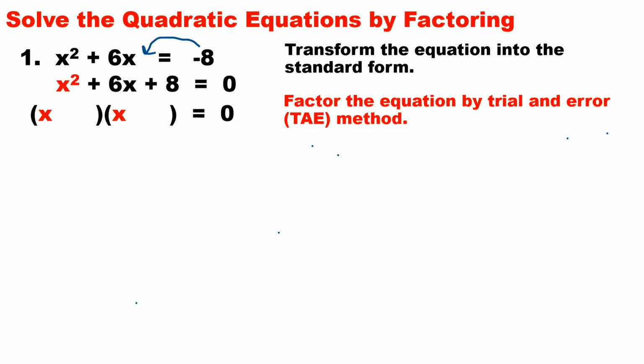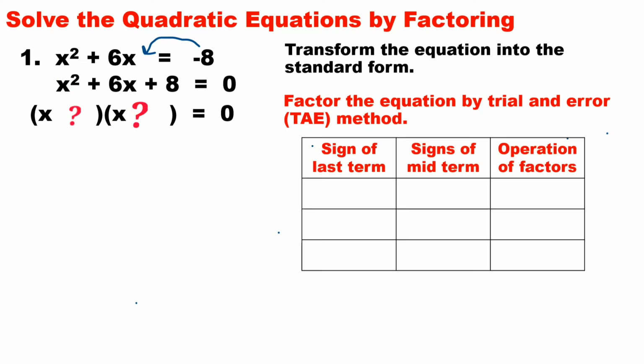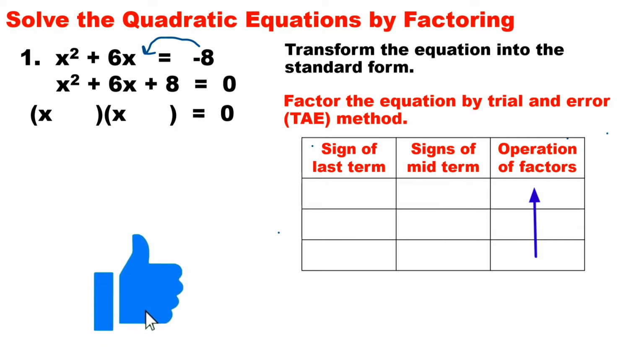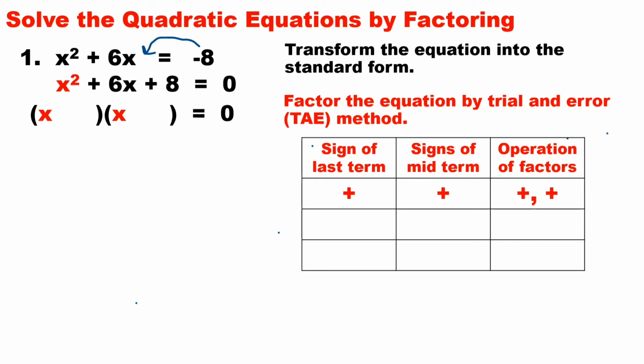The factor of x squared equals x times x. And to determine the operations of the factors, please be reminded of this 3 columns table. In the first column, we have the sign of the last term. In the second column, signs of the middle term. And for the third column, operations of the factors. Since the last term is positive and the middle term is positive, the operations of the factors are both positive.